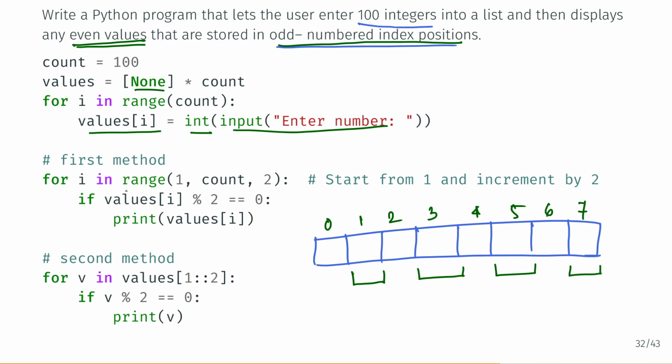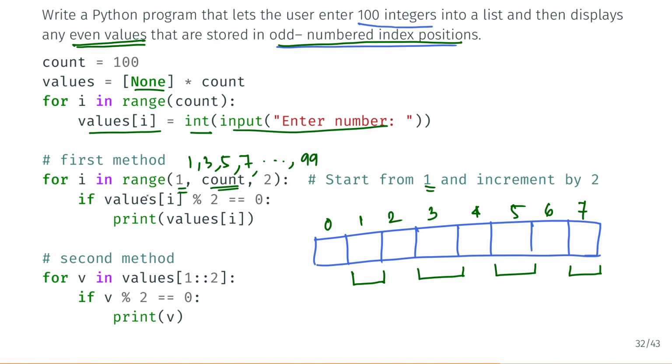Okay, so for i in range 1, that's the begin index, start from 1, all the way through count. So count is, remember, 100. So 1 through 100 in steps of 2. So 1 and then skip 2 and go to 3, skip 4 and go to 5. So it's just 1, 3, 5, 7, all the way through 99, because we don't go to 100, right?